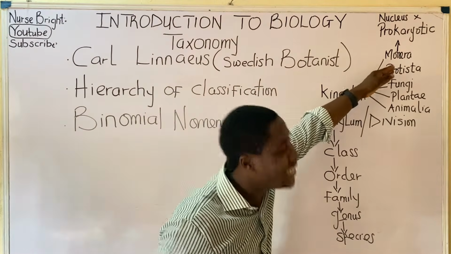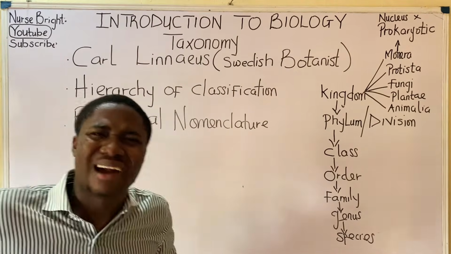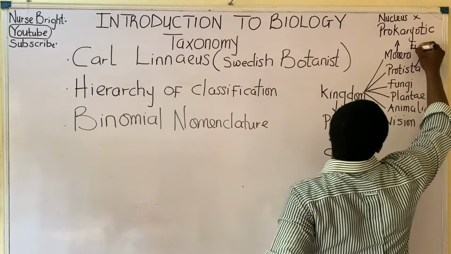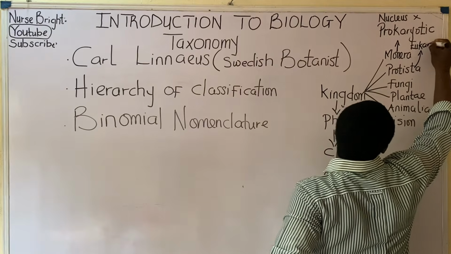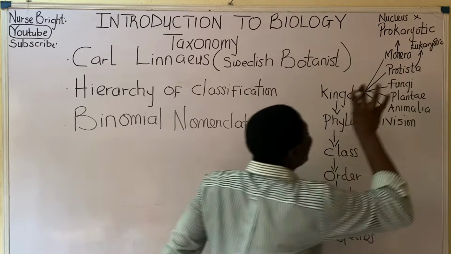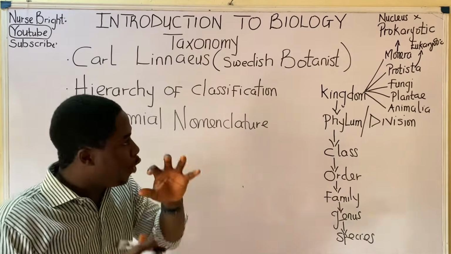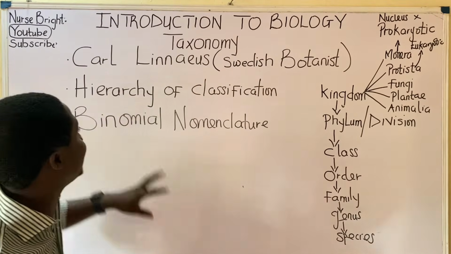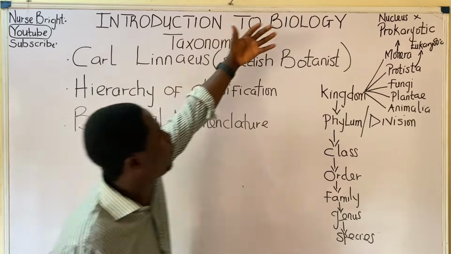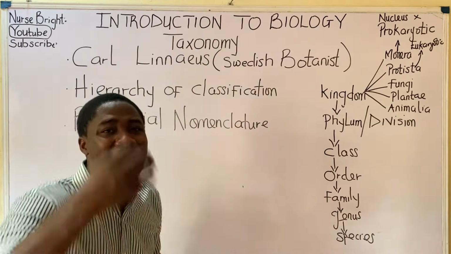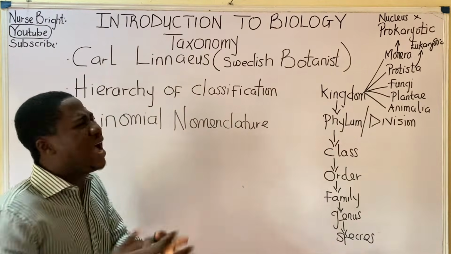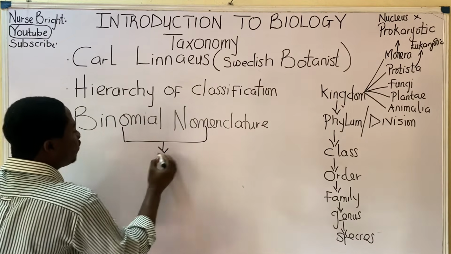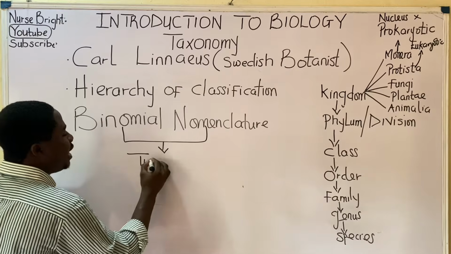Like for Protista, they have their own characteristics. Organisms here are not prokaryotic, but rather they are eukaryotic. So we have to understand each of the groups, but I'm going to talk about them in subsequent videos. I'm just telling you that this man called Carl Linnaeus brought about this method of classification and also brought about binomial nomenclature. Binomial nomenclature has to do with the act of giving an organism 2 names.